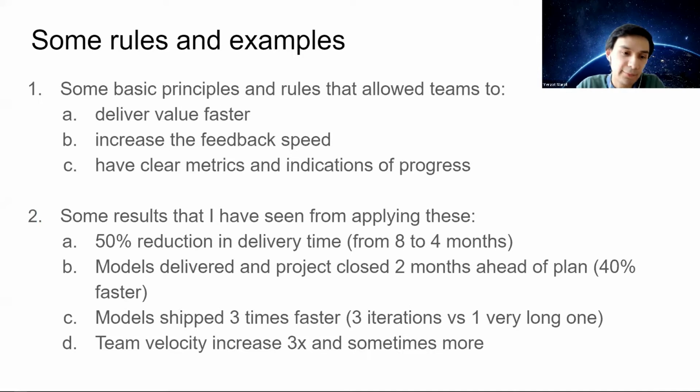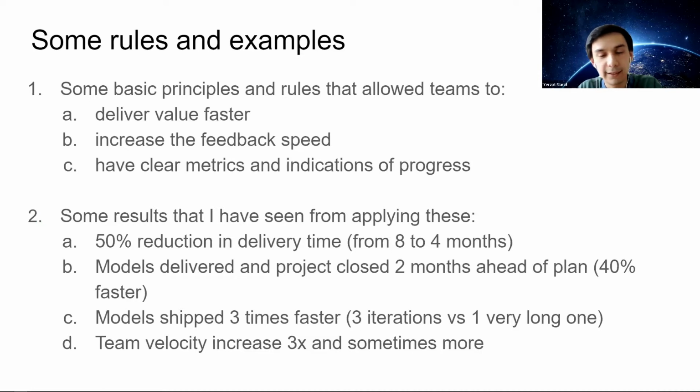Another use case: a model was delivered and the project was closed 2 months ahead of plan. It was a POC, so it was a 40% reduction. The team was really surprised that they finished so early, and the client as well. And from part D, from the word velocity, you can see that it's very Scrum heavy. These principles and rules have allowed an increase of up to 3 times and more.